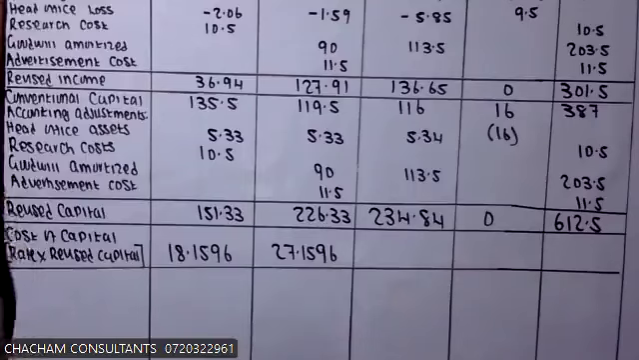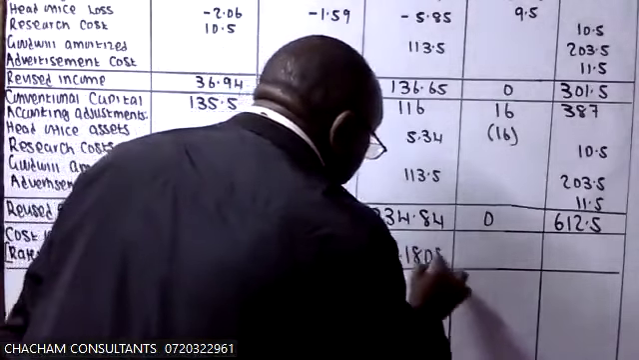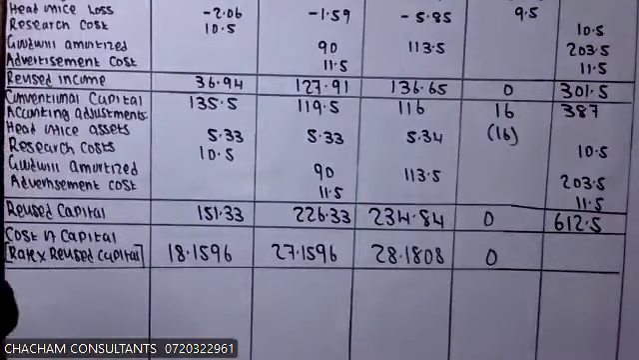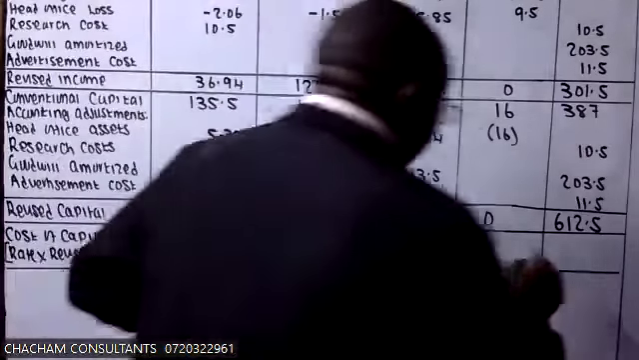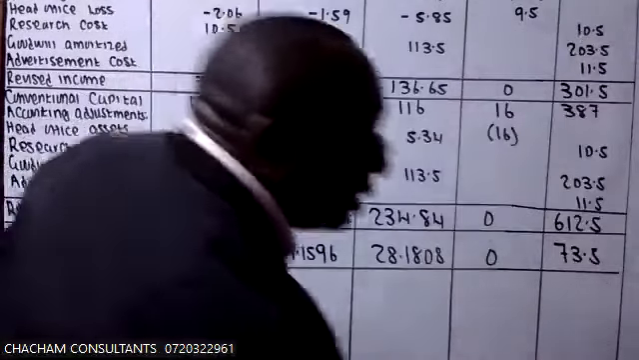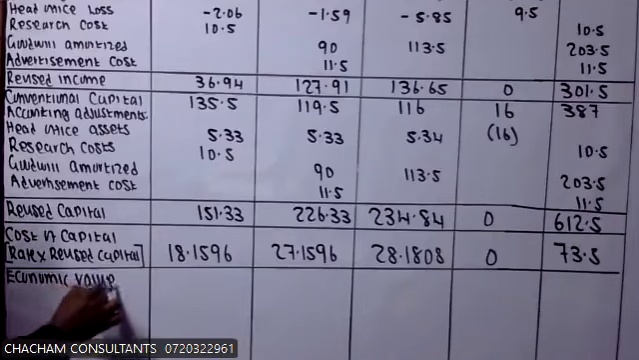Uh-huh. 28.1808. This one obviously is 0. Next. $73.5. So the last one is economic value added. Economic value added.